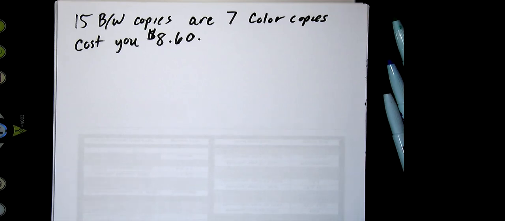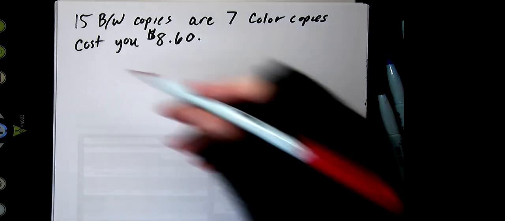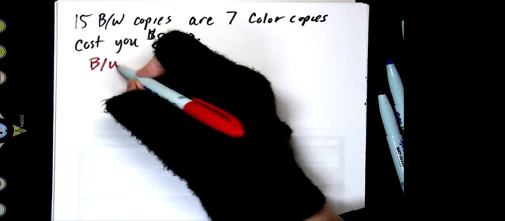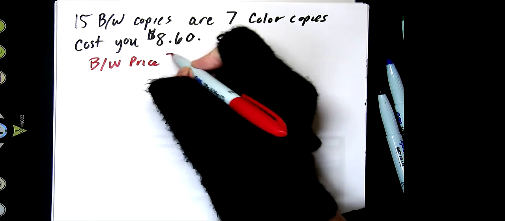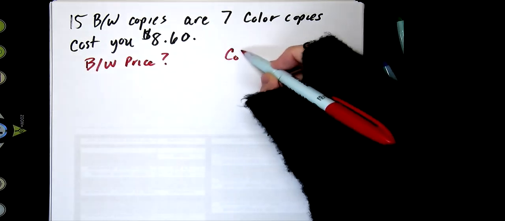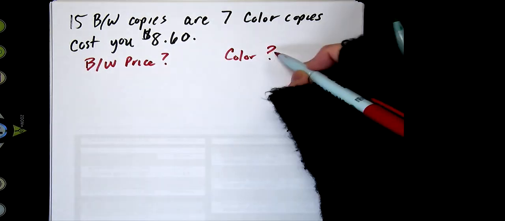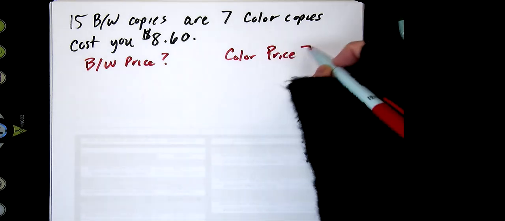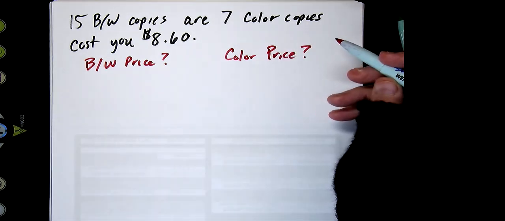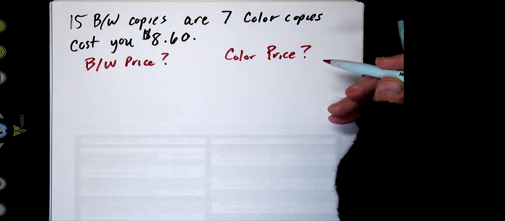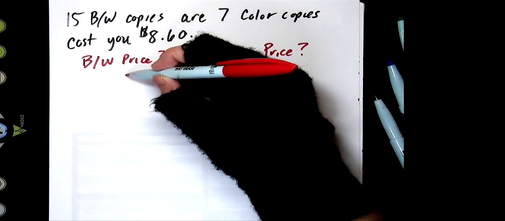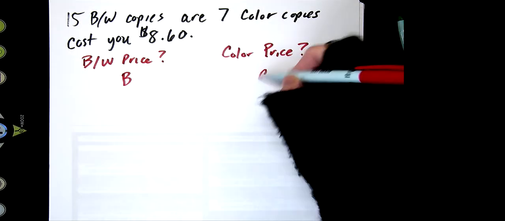Some information I don't have here would be the price of each copy. The black and white price, I don't know what that equals. The color copy, I don't know what that equals. Color price. So when I don't know what something is, I can give it a variable. I can call it B. I could call this C.